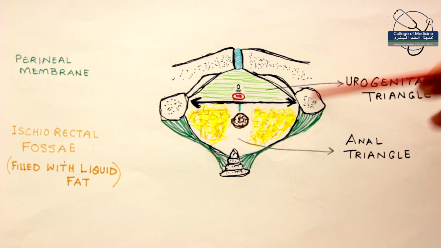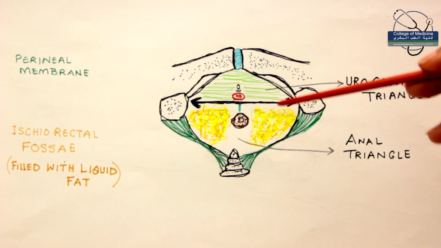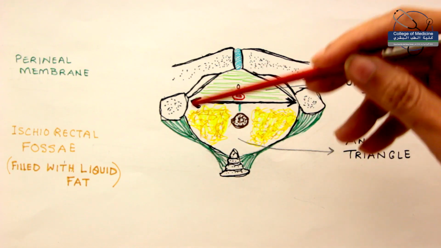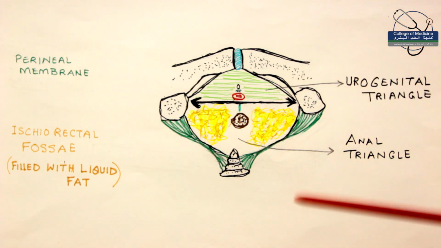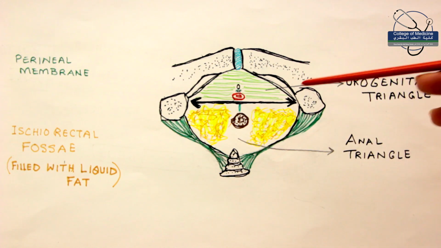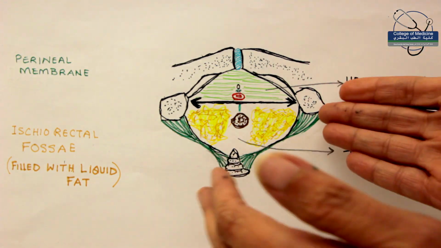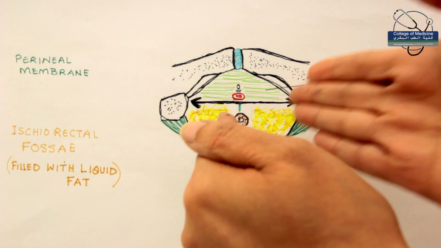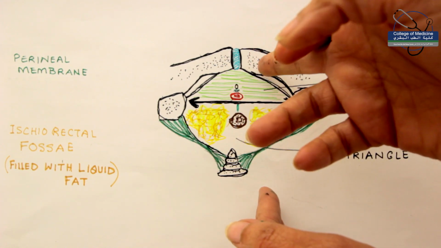Ischiorectal fossae, because they are related to the ischial tuberosities. They're in the ischial region. But it's a misnomer because we know that there is no part of the rectum present in the perineal region. It's just the anal canal that enters the perineum, no rectum. But they keep on calling it the ischiorectal fossae. They are present on either side of the anal canal, and you have to imagine that the anal canal is going towards the board.